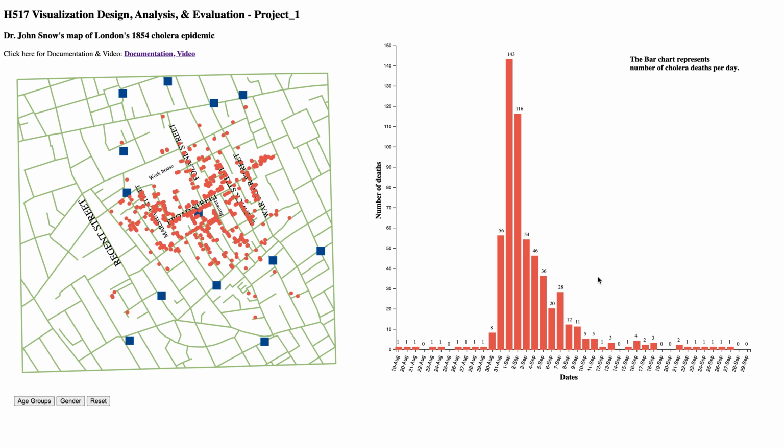The bar chart represents the number of cholera deaths per day. The x-axis shows all the dates that are given in the CSV file, because each day is important to understand the pattern of deaths. I have used the same color for the deaths as well as the number. I have included the labels on the top of each bar, so it is easy to understand and see the total deaths for that day.